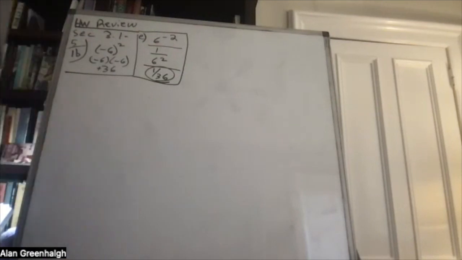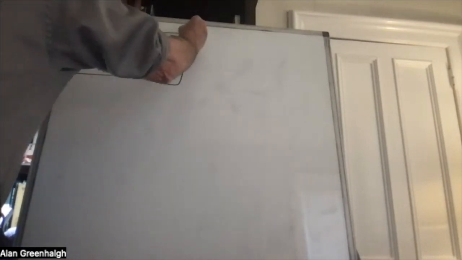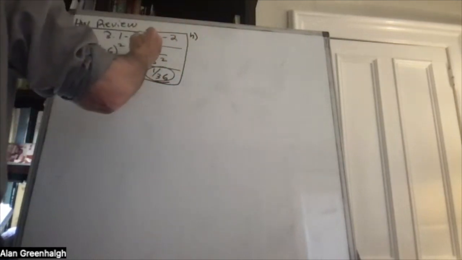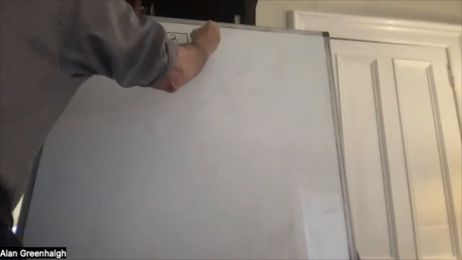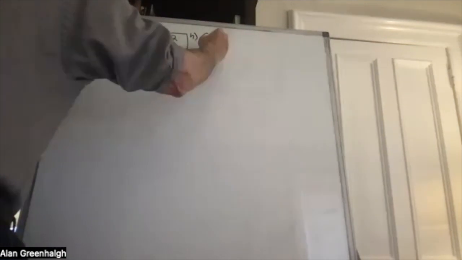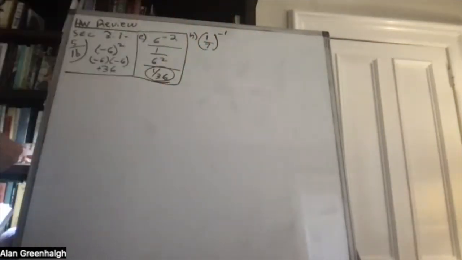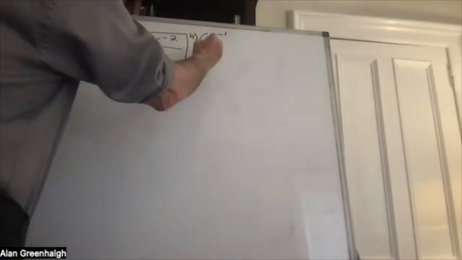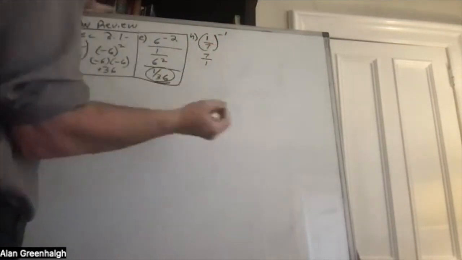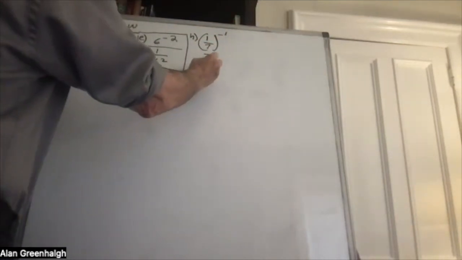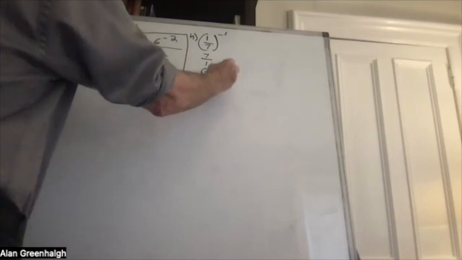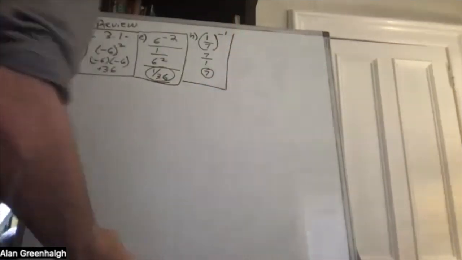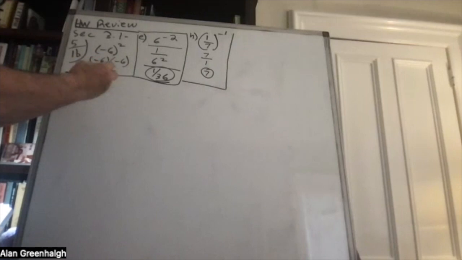All those things apply here. For example, problem H is exactly what I'm talking about. 1 over 7 to the -1. So this problem means 7 over 1, or 7. That's what it means. Just flip it over. Okay, stop me anytime now.